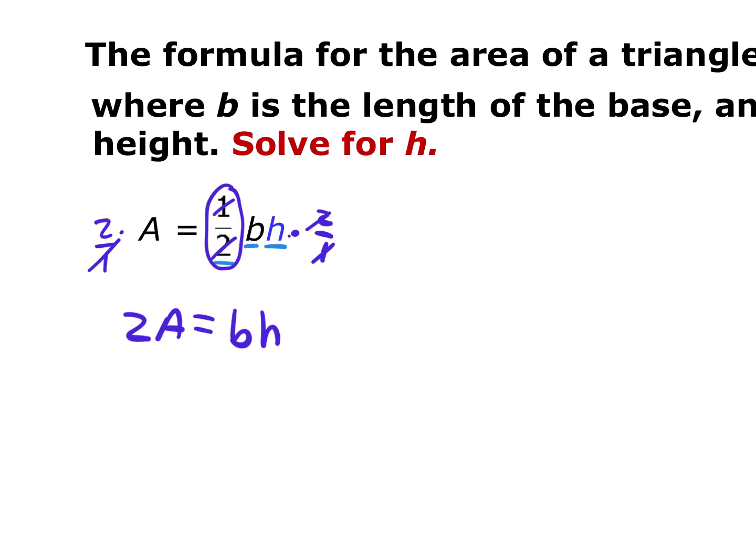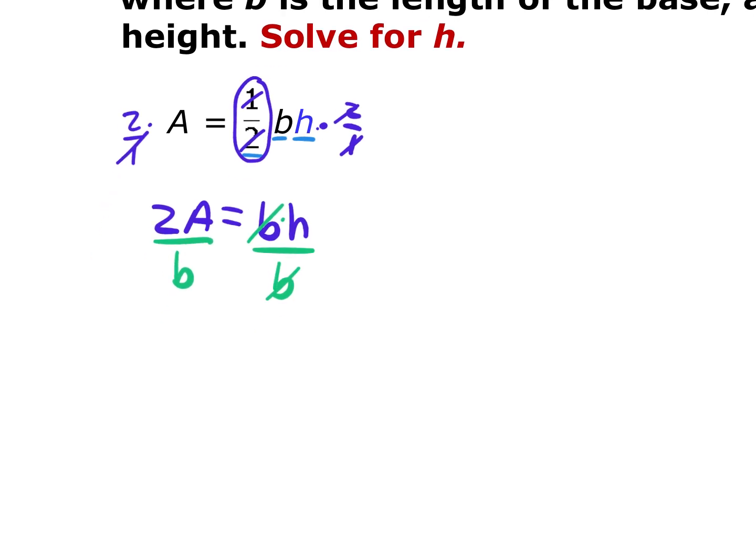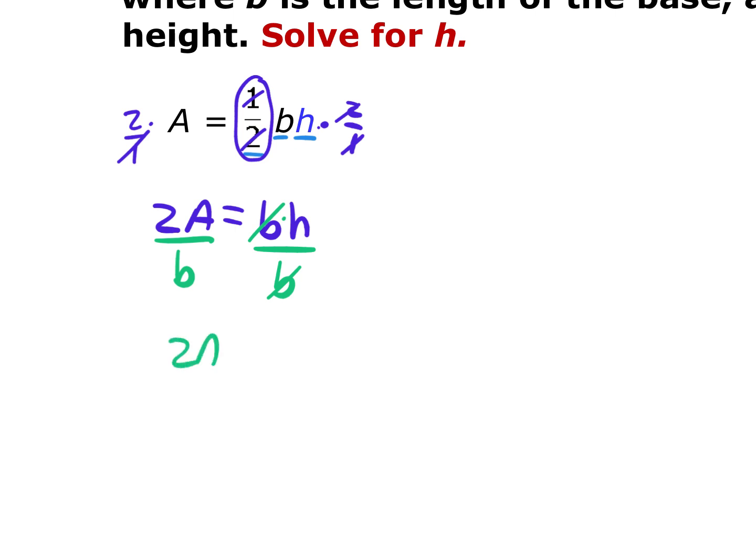All right, the next thing we want to do is get rid of that b, to get h by itself. If we have b times h, to get rid of b times, we divide by b. So let's divide both sides by b, and then b and b go away. On the other side of the equation, we have 2a divided by b equals h. And we have h by itself. Is it the only thing on this side of the equal sign? Yes, it is.